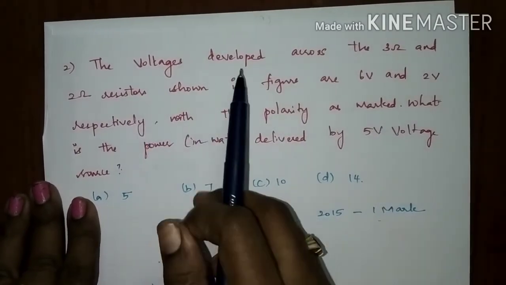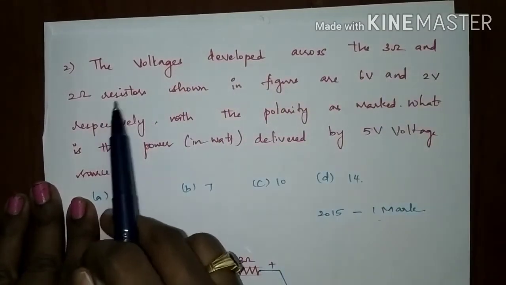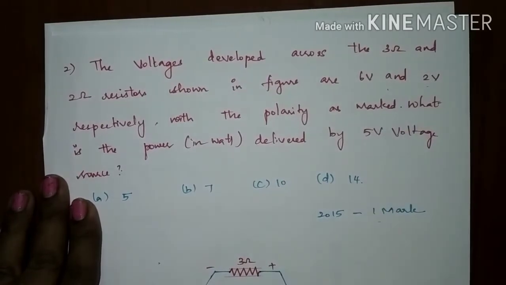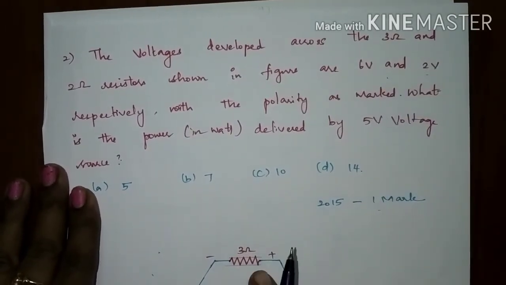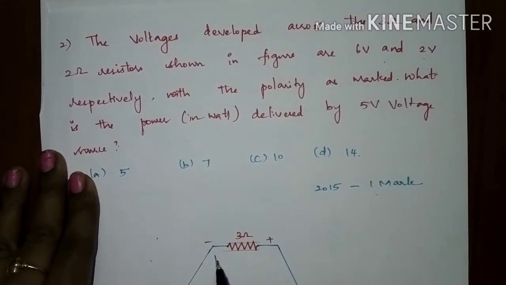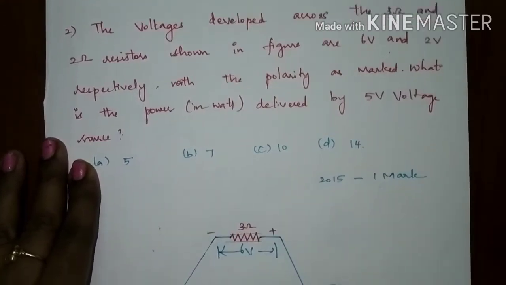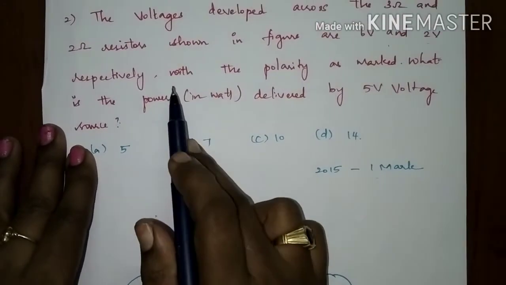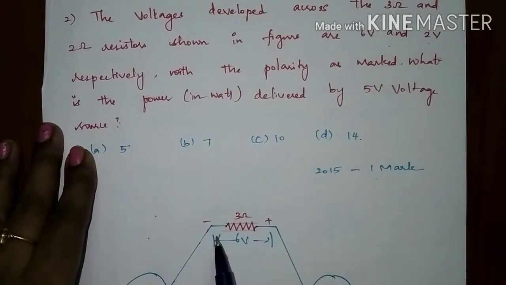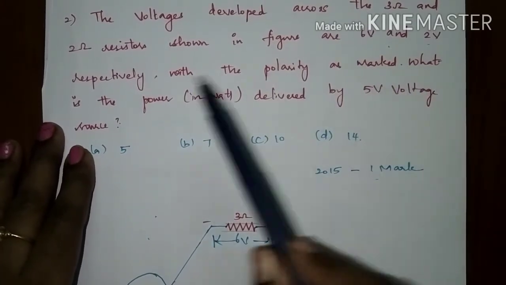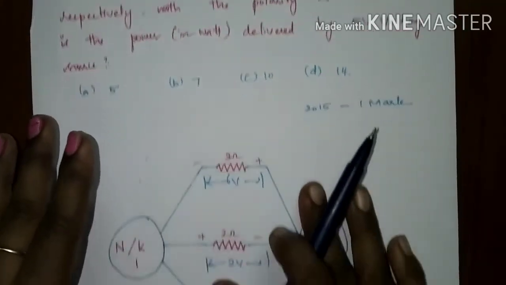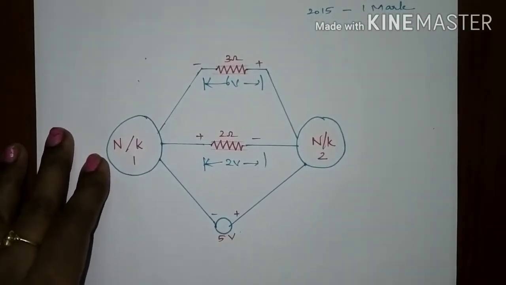The voltage developed across the 3 ohms and 2 ohms resistors, as shown in the figure, are 6 volt and 2 volt. The 3 ohms resistance has 6 volt, and the 2 ohms resistance has 2 volt, with the polarity as marked. They have shown the polarity also. What is the power delivered by the 5 volt source?